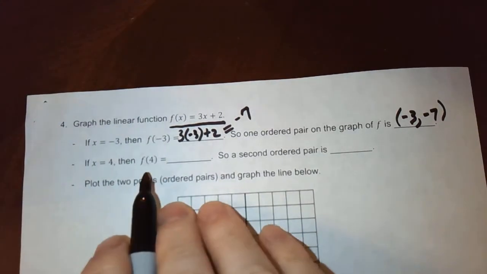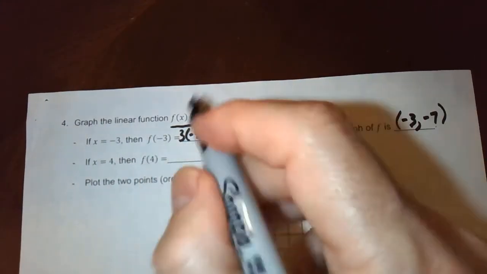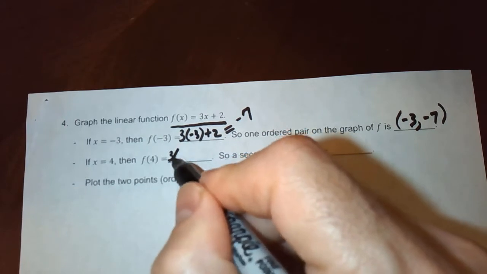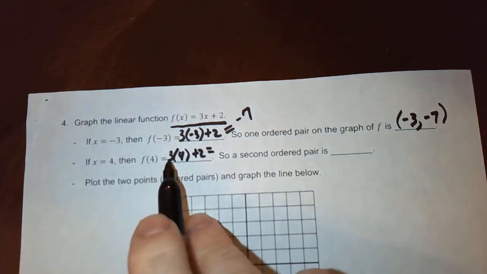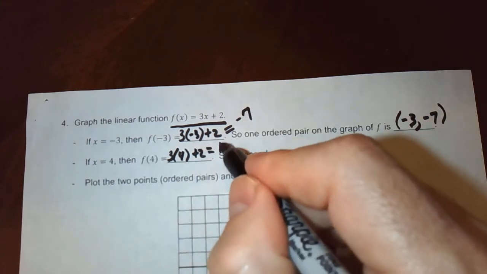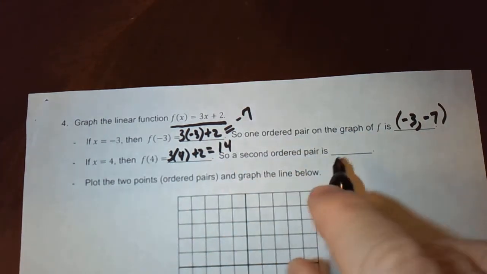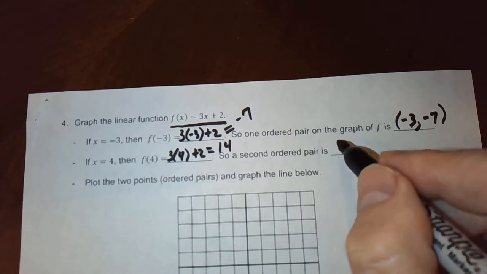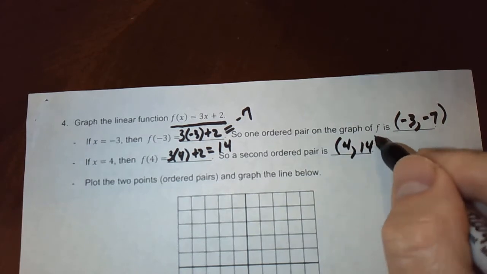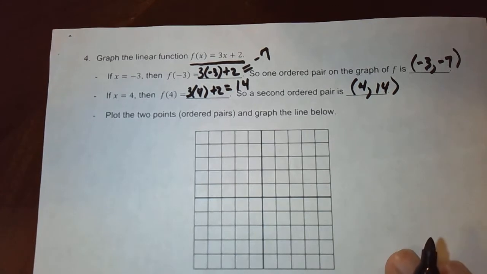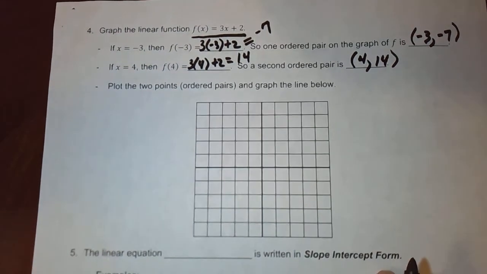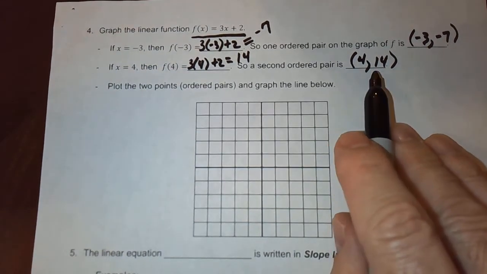Let's do another one. If x is equal to 4, we would have 3 times 4 plus 2, and that's equal to 12 plus 2, which is 14. So a second ordered pair is 4, 14. Well, I didn't give a big enough graph to plot 4, 14.